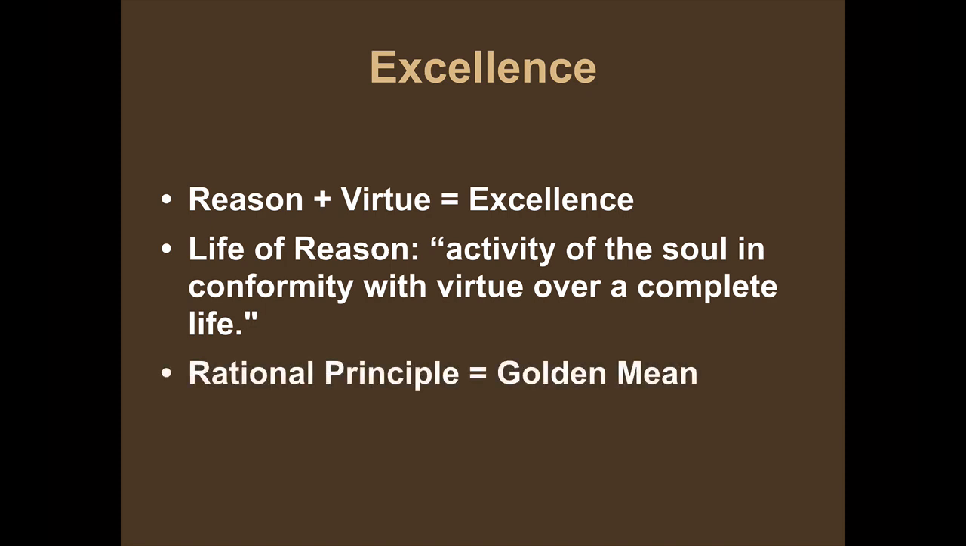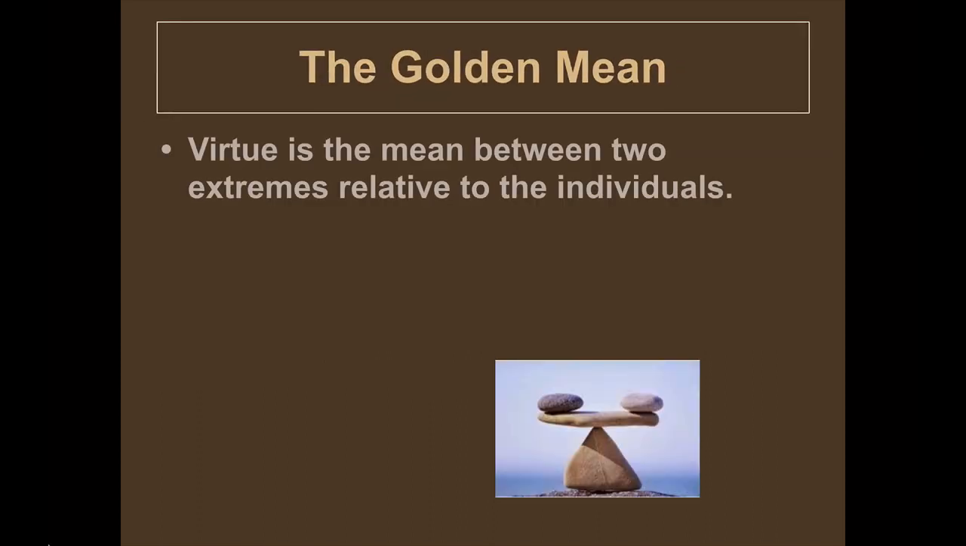Now, for Aristotle, if you said, well, okay, this all sounds great. I should have reason. I should apply my reason to my actions. I should mix this reason with some kind of virtue. That's going to lead me to this excellence. Excellence in this case being the good life that we want to lead. How do I know what those actions are, what those virtues are, I should say, that I'm looking to achieve? And for Aristotle, he thinks that all of this boils down to a rational principle, the golden mean. So it's the golden mean.